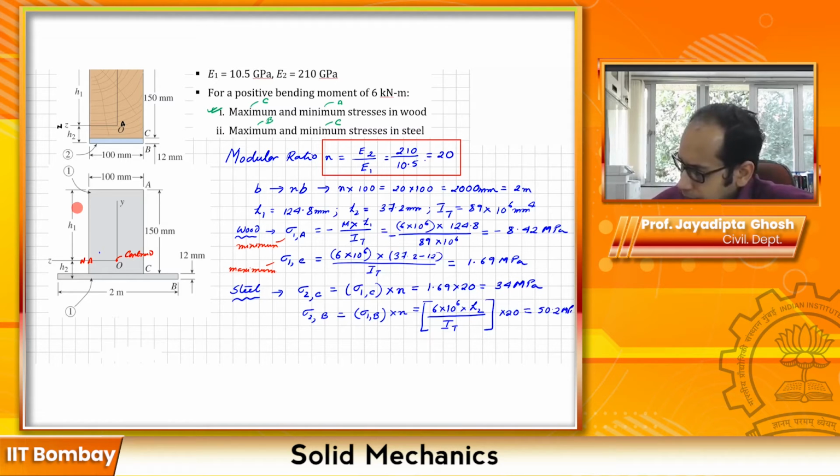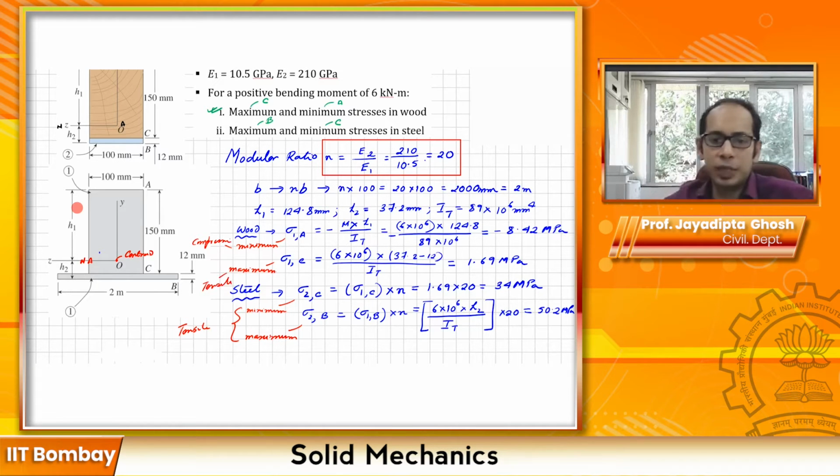MPa. So here for the steel, so this is the minimum and this is the maximum. Now remember that for steel both are tensile, so good to make a note. Whereas for here this is compressive, and this is tensile.